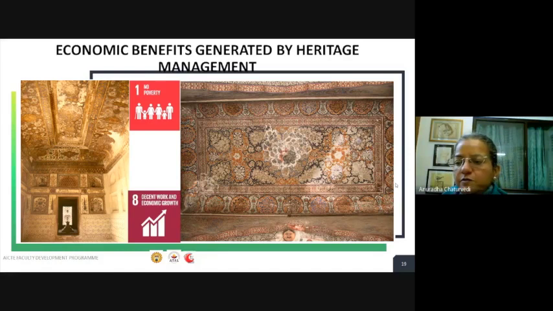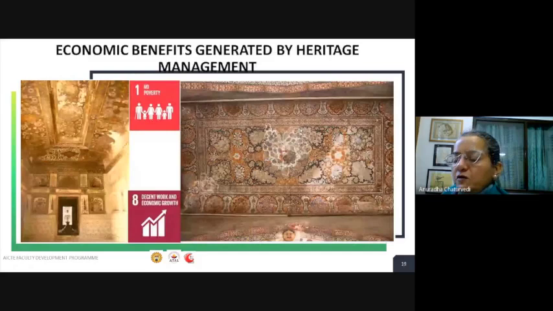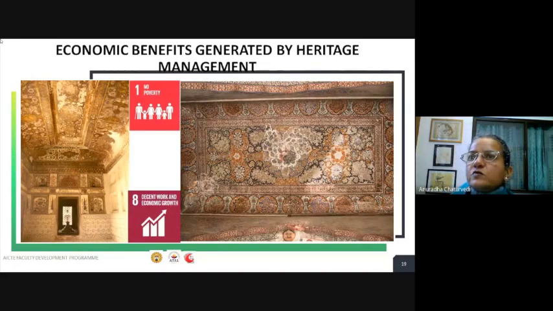There are a very large number of craftspeople in the country who are custodians of traditional knowledge systems, who have a very vast range of knowledge which needs to be integrated into the developmental process. So, heritage conservation can provide sustainable livelihoods to craftspeople who are custodians of this kind of knowledge and who have these kind of traditional skills.